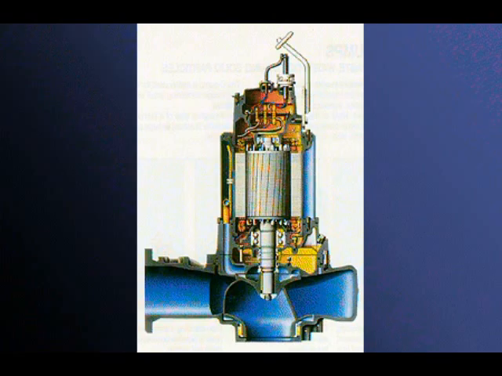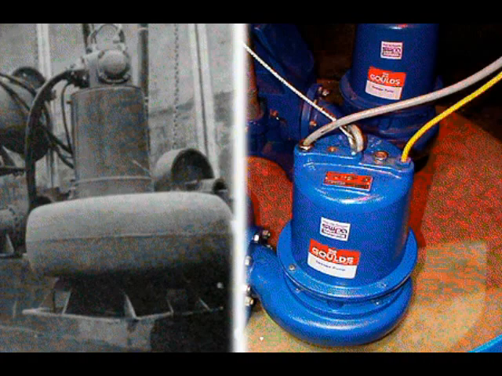It is also possible to mount the impeller directly onto the motor shaft, as shown in this diagram. This is referred to as a close-coupled pump. These combined pump motor units are referred to as submersible pumps. They are available in a wide range of sizes. The two extremes are shown.